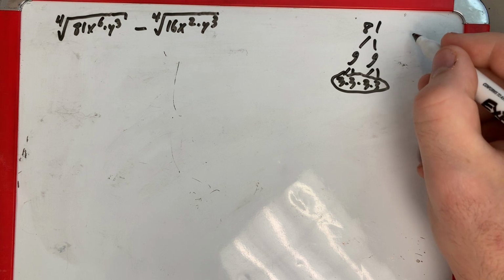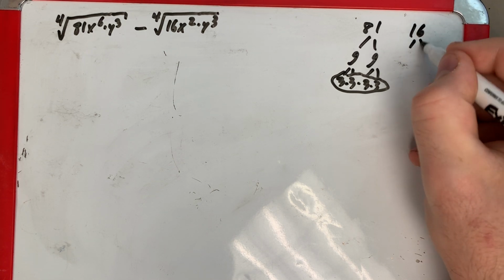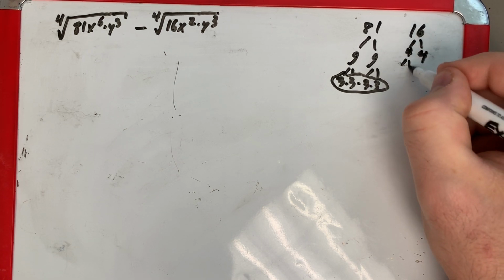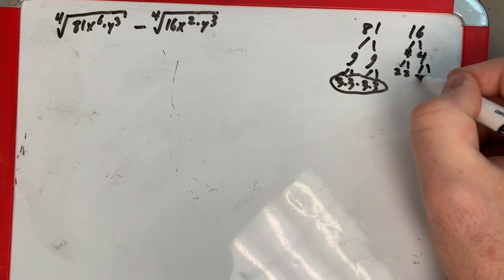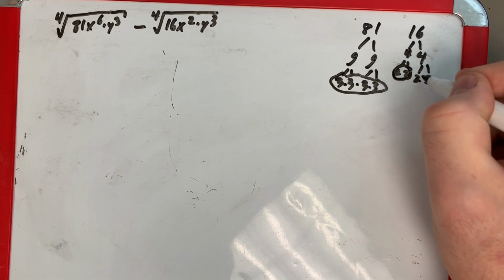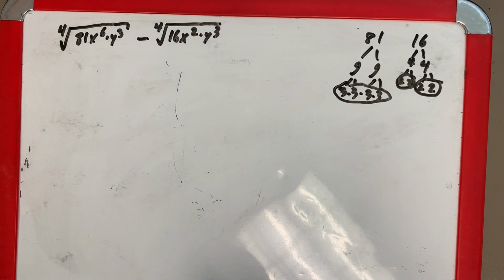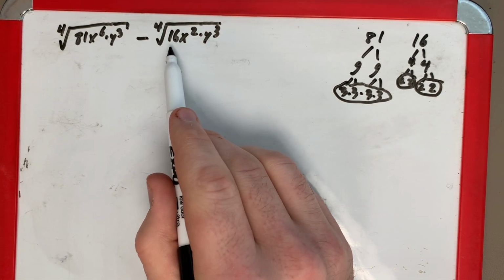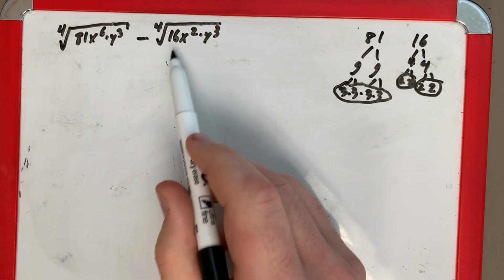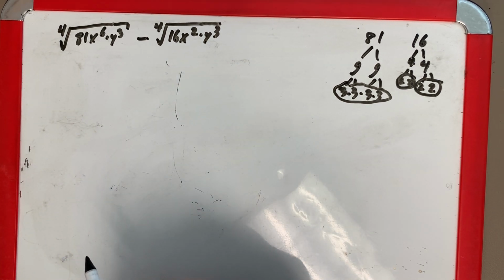Similarly, let's take care of 16. If I'm looking at 16, that breaks down into 4 and 4. 4 and 4 break down into 2 and 2, respectively. And now I have clusters. I have a cluster of 4 2s as well. So we'll be able to cancel out this 16 as well to some extent, and simplify that a little bit.